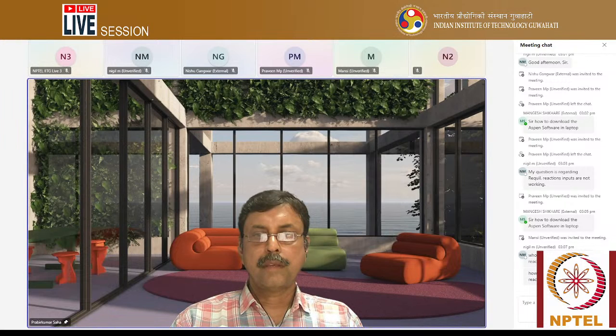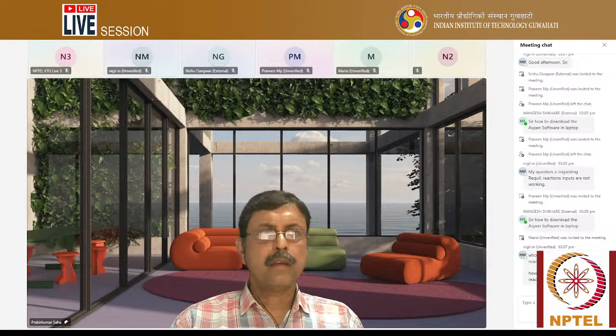Raj Pandit is saying figure 2 is missing. Figure 2 is missing. That's news for me. Let me check how figure 2 should be missing. Raj Pandit, can you give me a snapshot of the problem?